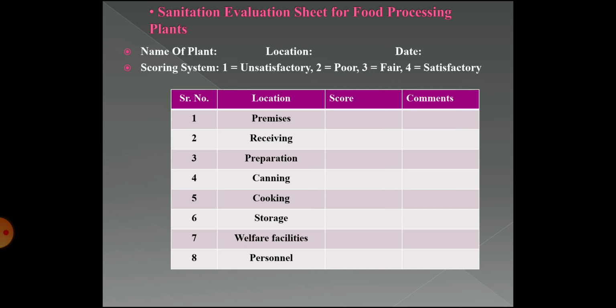This is the evaluation sheet which is used in food processing plants. This evaluation sheet consists of name of plant, location and date. And the scoring system is based on the numbers 1, 2, 3, 4. The number 1 indicates unsatisfactory, 2 means poor, 3 means fair and 4 means satisfactory. Also, the scoring is given to different locations such as premises, receiving, preparation, canning, cooking, storage, welfare facility and personnel. Also, another column is given there to write down the required comments.